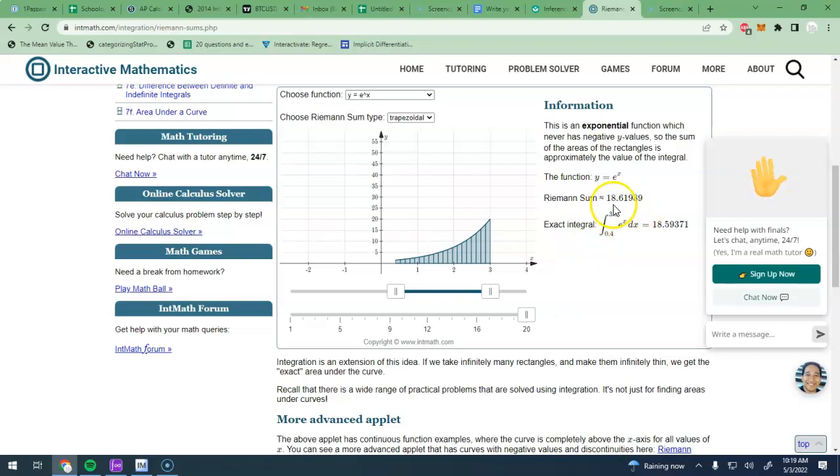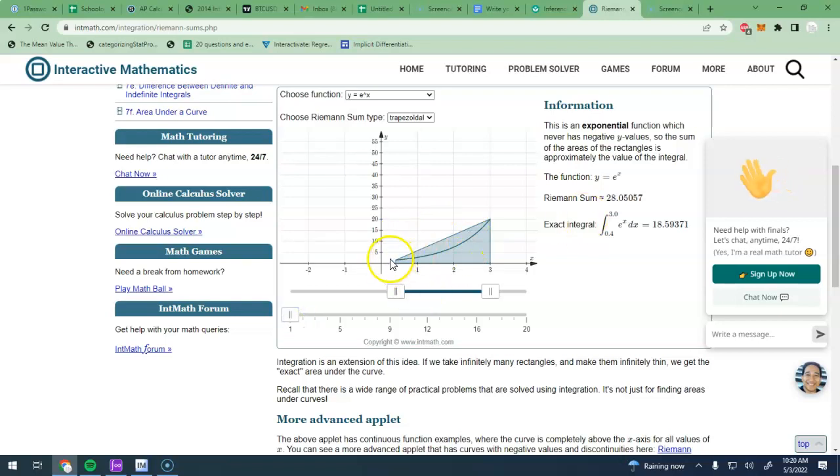So here's the actual answer, 18.59. Can you guys see that? 18.59. This method gives you 18.62, so it's really close. It's not perfect. It is a little bit of an overestimate because you see how that line is going over the top of the curve?